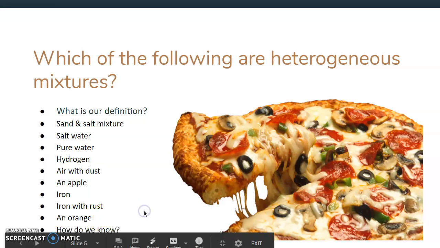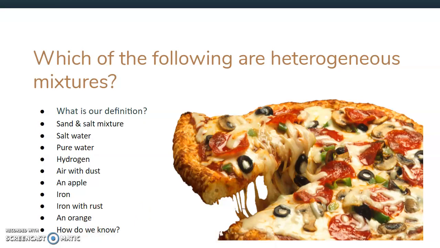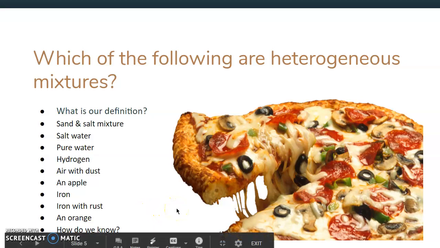So how do we know? Again, it's if something is non-uniform. If something has layers is another great way to think if there is a heterogeneous mixture or a homogeneous mixture.